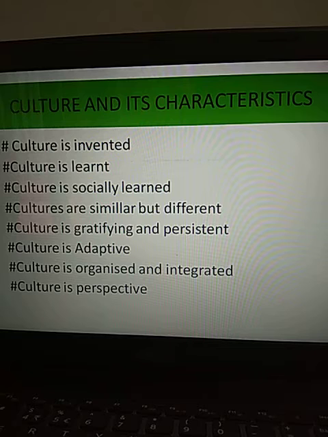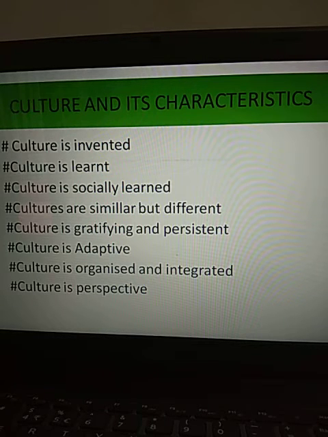Culture is gratifying and persistent. So go on observing various habits, accumulating various psychological aspects, years together, ages together. That is going to help humankind. And also the information whatever you are going to acquire is going to be continuous, I mean to say, persistent.